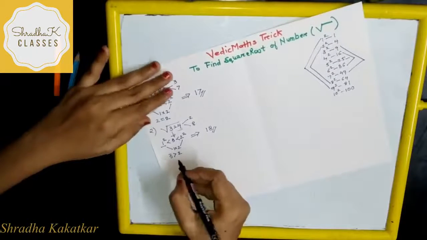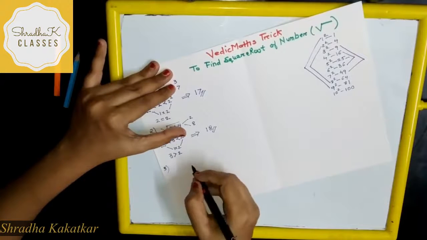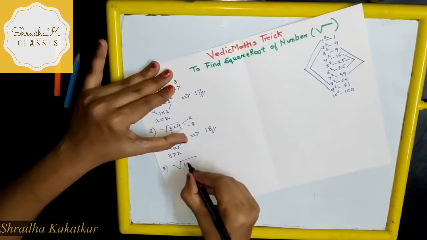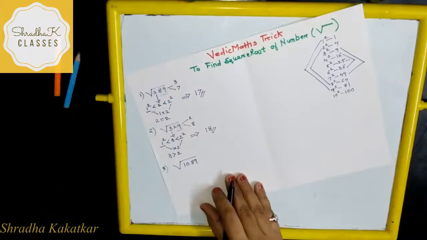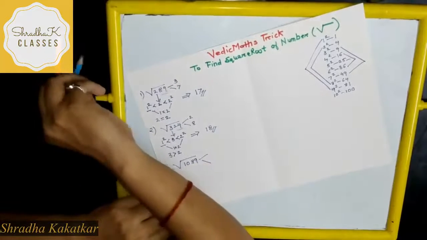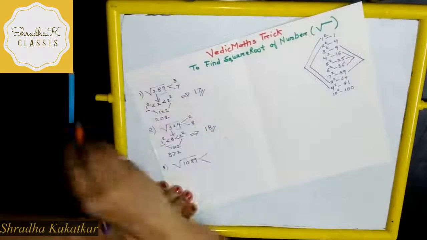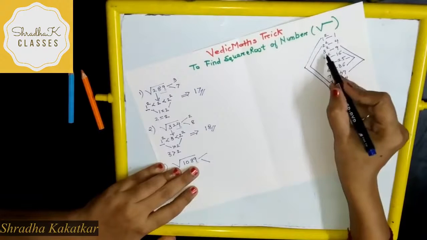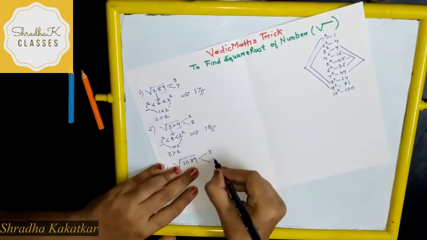Now let's take the third example. Let's take the square root of 1089. Let's find this. Now again, what we have to do? We have to find it. Now I have told you, I hope you understood now. Which number ends with 9? Which square? See, 3 square and 7 square. So write 3 and 7.